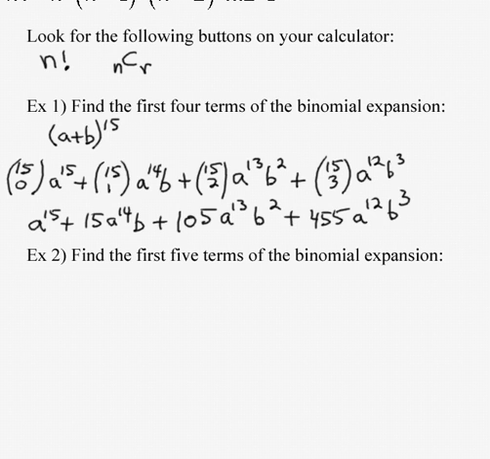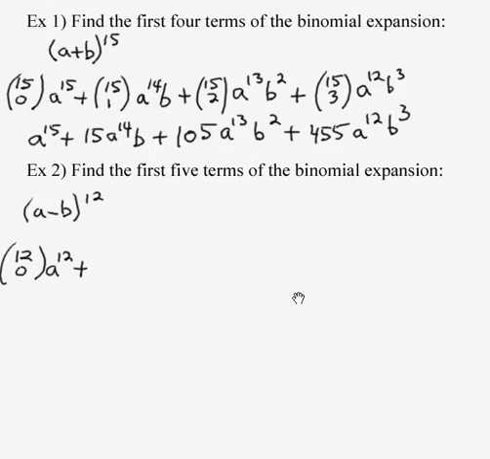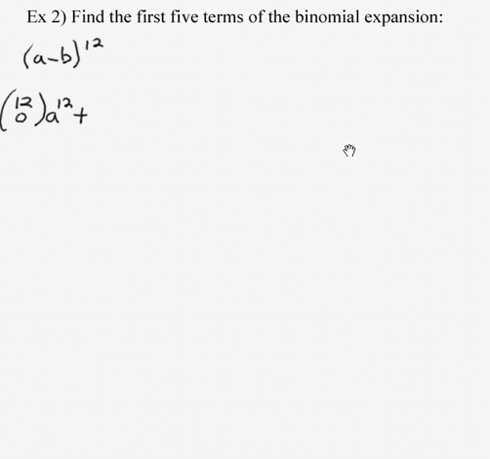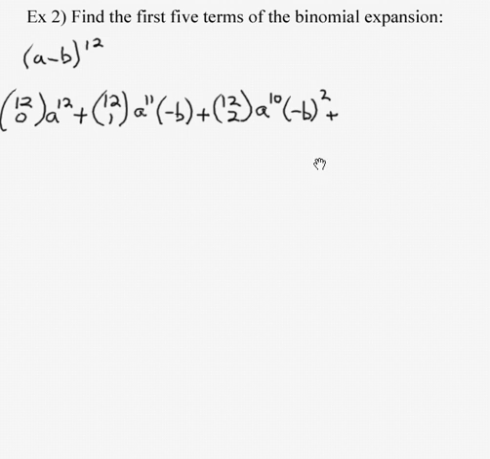All right, let's find the first 5 terms of (a − b) to the 12th power. For the coefficients, that should be 12 choose 0, a to the 12th, plus 12 choose 1, a to the 11th, and instead of b, we want to write the opposite of b in parentheses to the first power, plus 12 choose 2, a to the 10th, the opposite of b to the second power, and then 12 choose 3, a to the 9th, the opposite of b to the 3rd power.